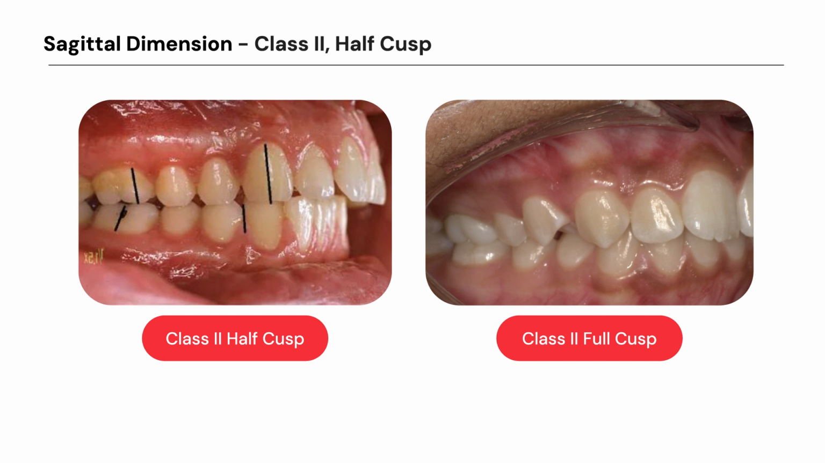The other one you see on the right side is a full cusp occlusion in class 2. In this case, the teeth are back an entire kind of half of a cusp so that they fit together. Hills and the valleys somewhat match, but the teeth are shifted back, in this case on the bottom, by a significant amount to allow for the hills and the valleys to match.